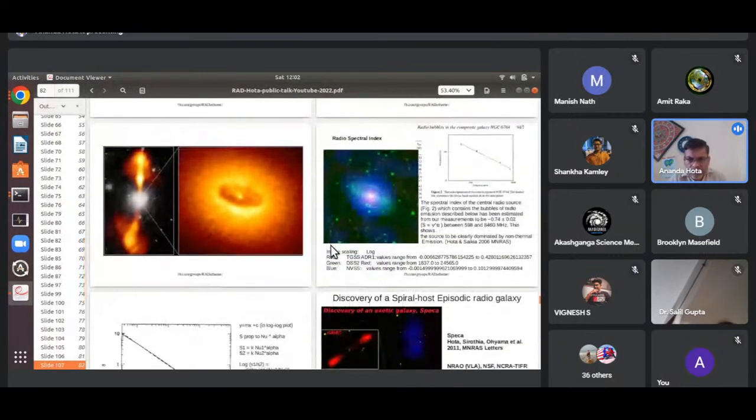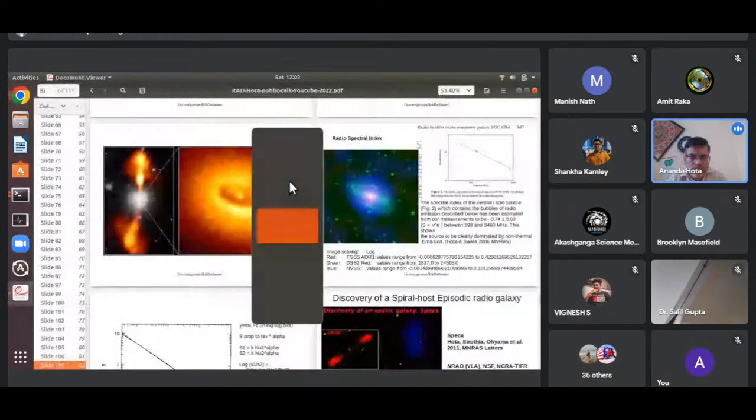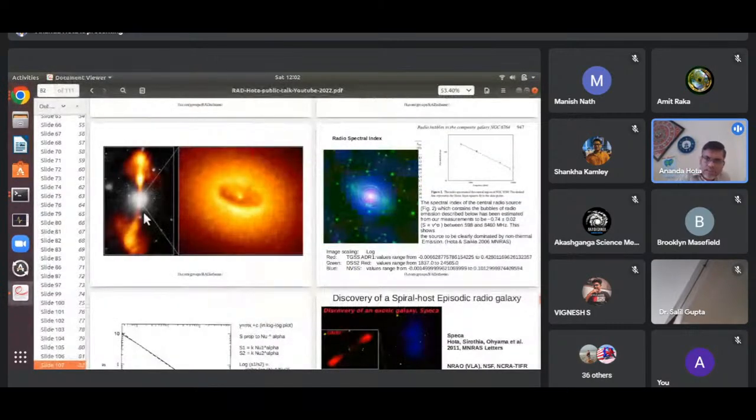You can see my screen. Yes, you can see my screen. See, for example, the left hand picture.